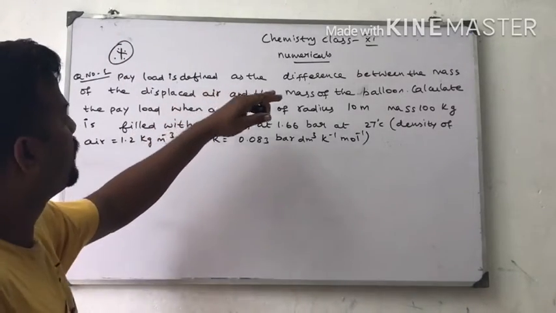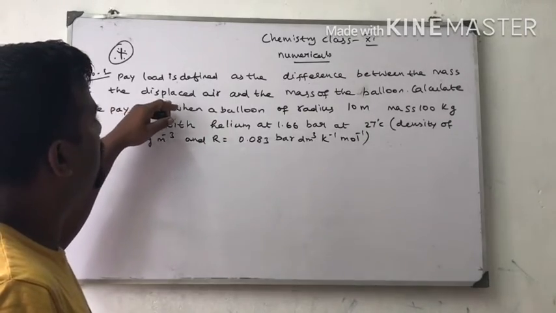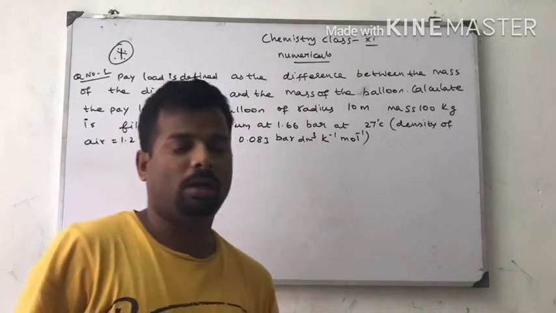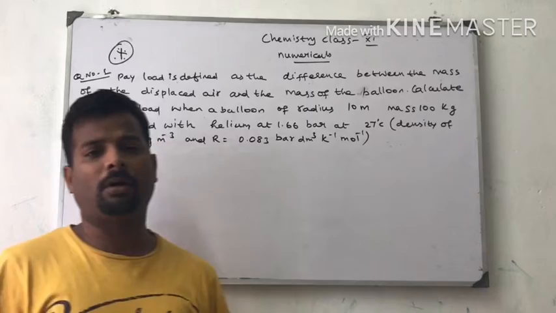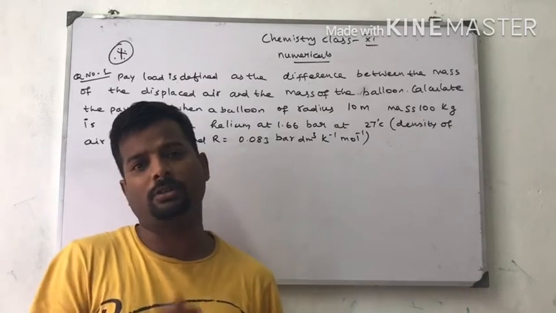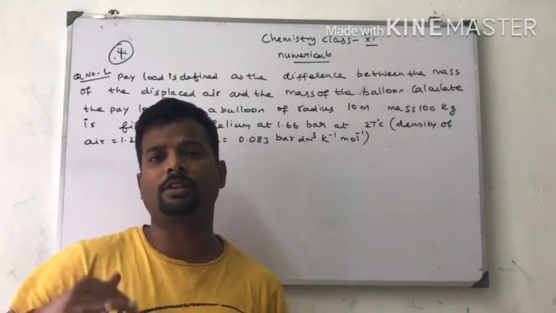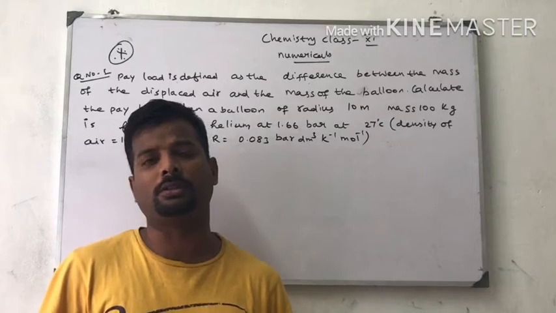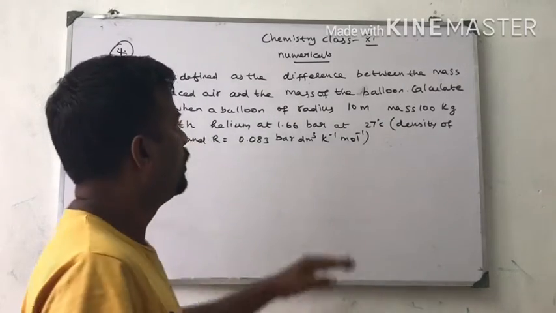Payload is defined as the difference between the mass of the displaced air and the mass of the balloon. The balloon has some mass, and inside the balloon, air has some mass. Payload is the difference between the mass of the balloon and the air filled in it.